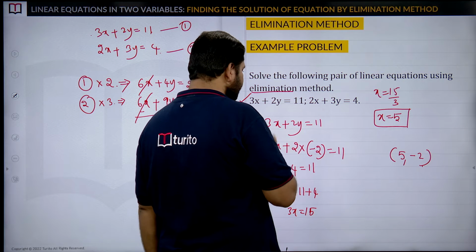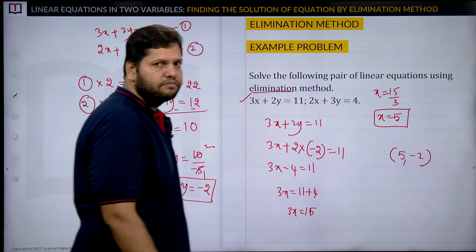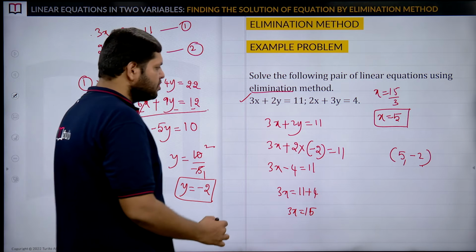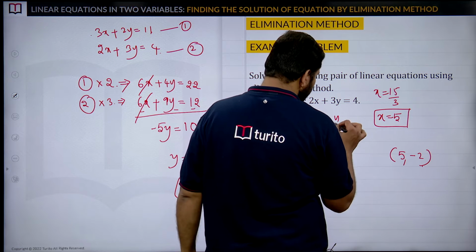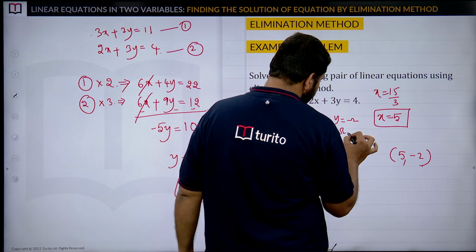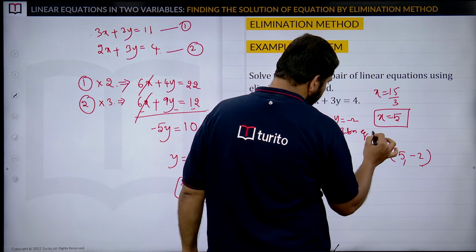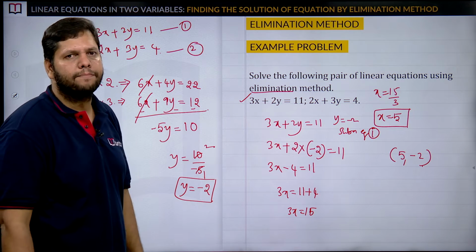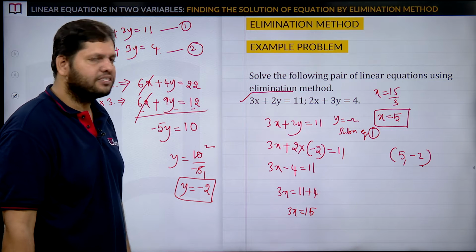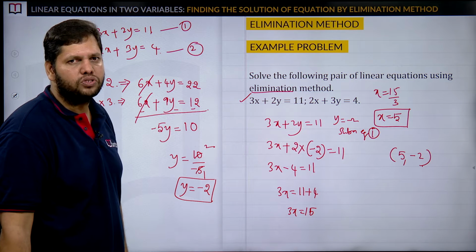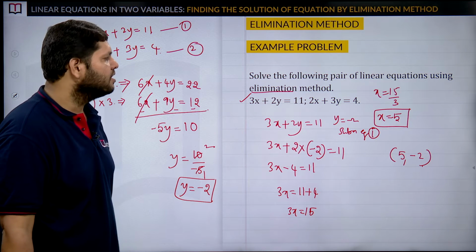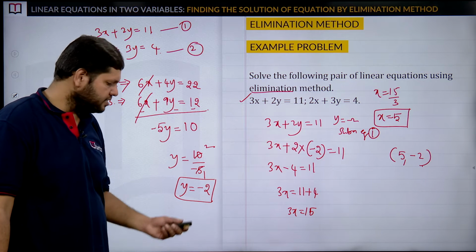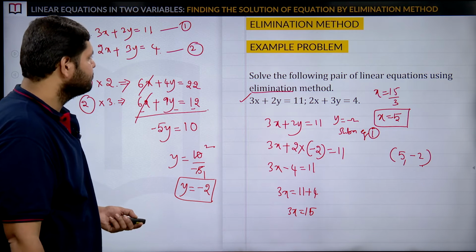Take the y value and go to equation 1. So this is equation 1. I am substituting y is equal to minus 2 in equation 1. After substituting and simplifying, you will get x is equal to 5 as our final solution. Clear, children? Any doubts regarding this sum? Okay, children, let us see another question also, using the same method.